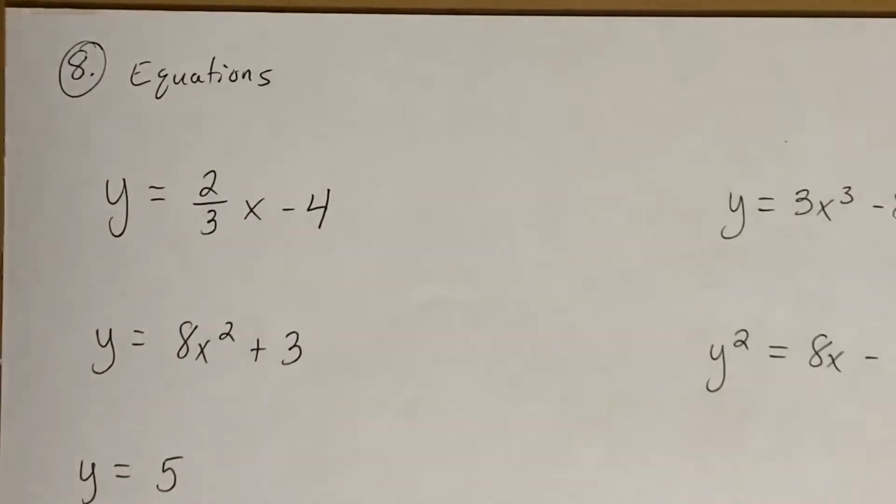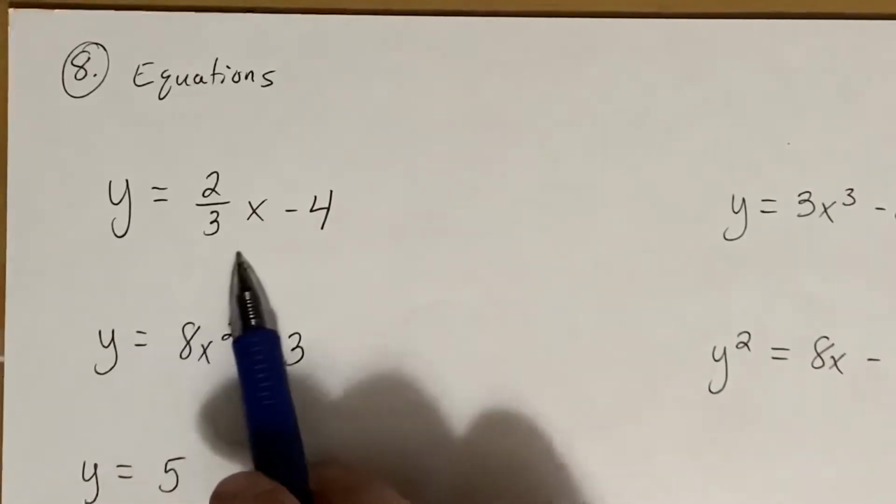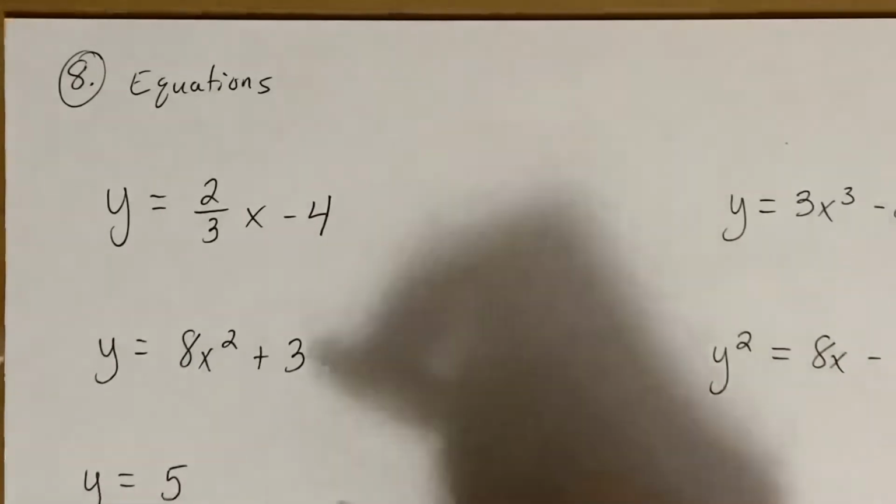Okay, and some of the other functions we're going to talk about are quadratic functions. That's when a variable x or y has an exponent of 2. A cubic function, that's when the variable x or y has an exponent of 3. So we'll look at those in just a second. Okay, so our first example here says y equals 2/3 x minus 4. That's in slope-intercept form.